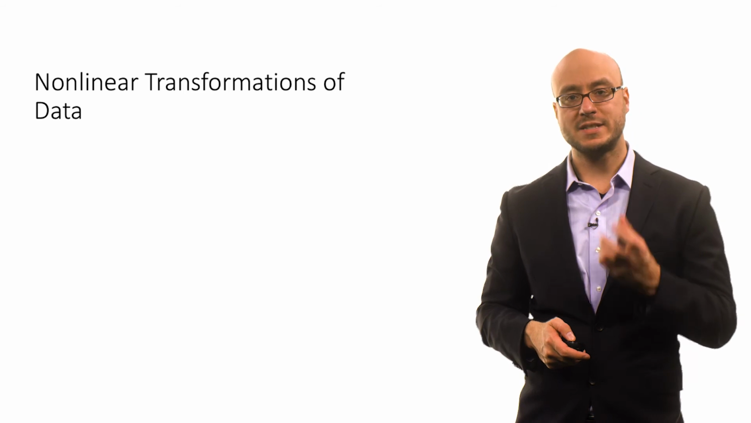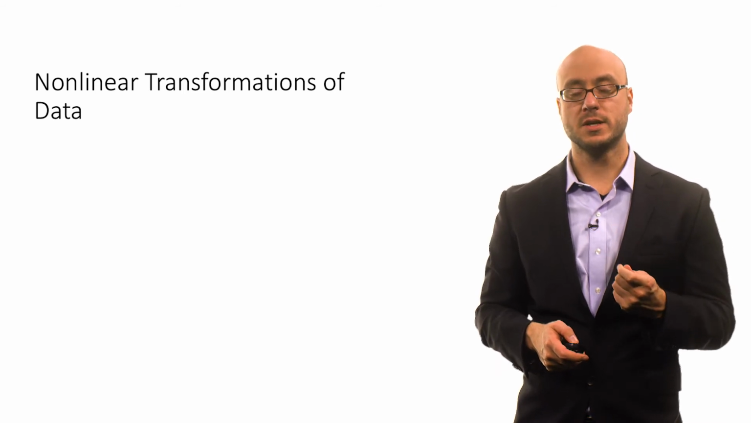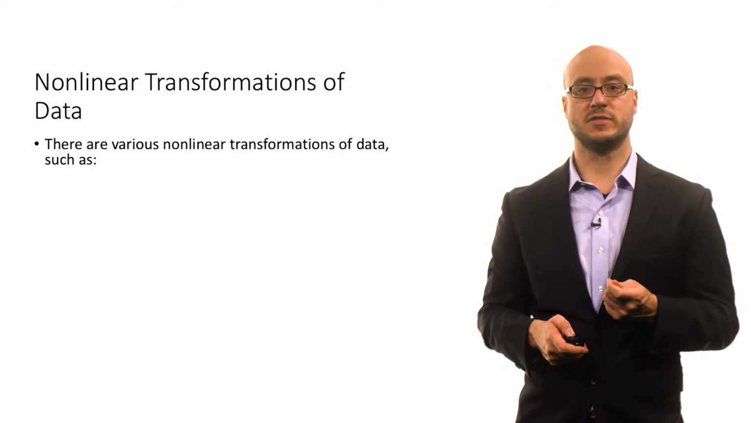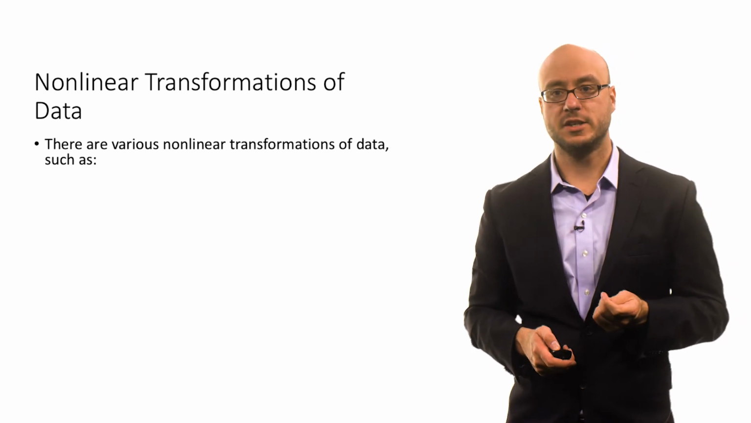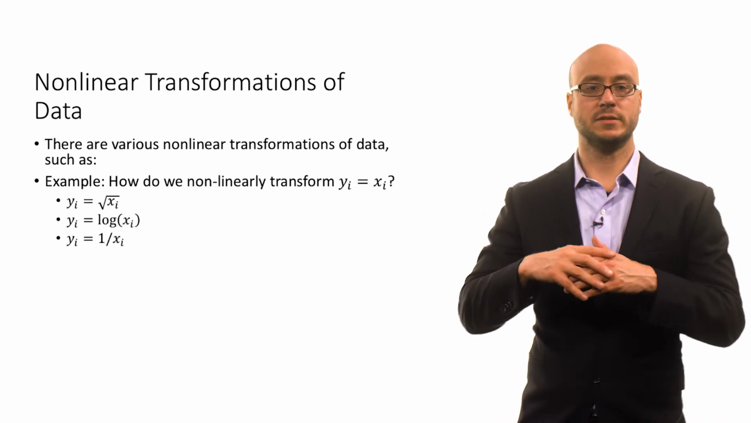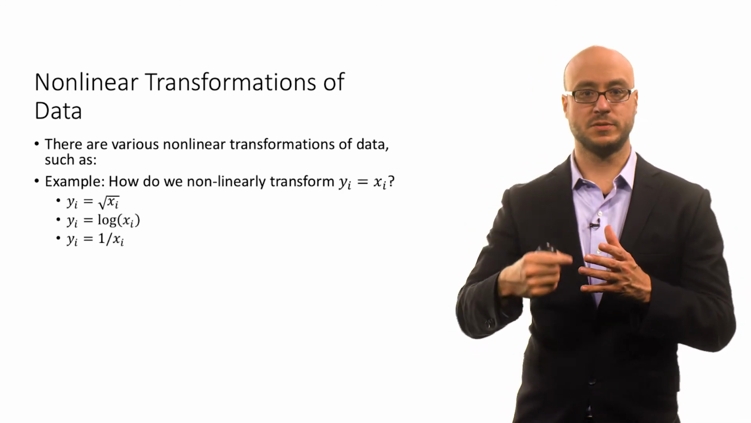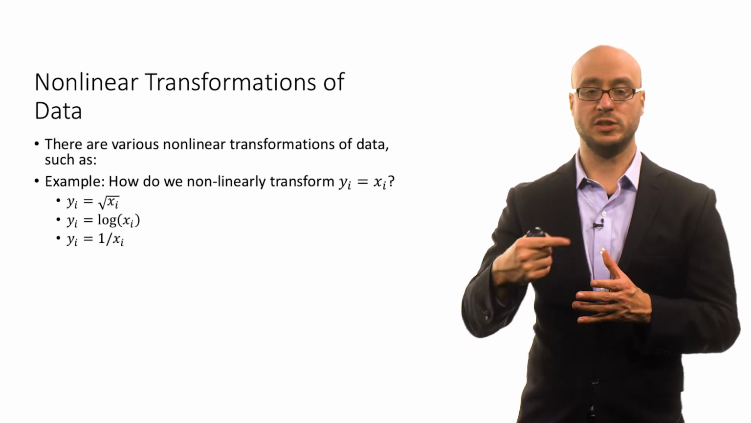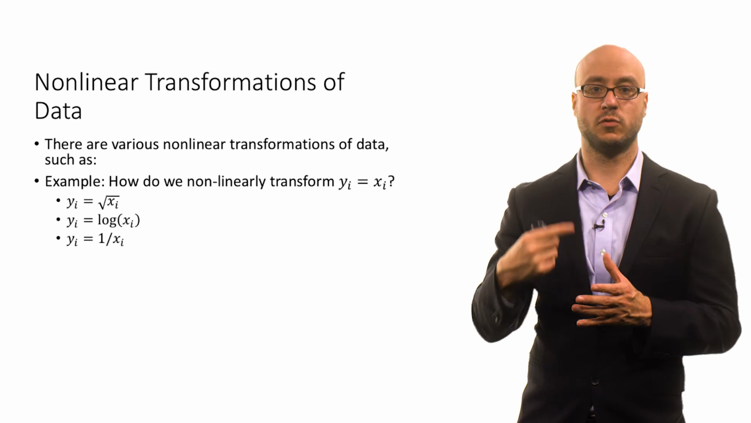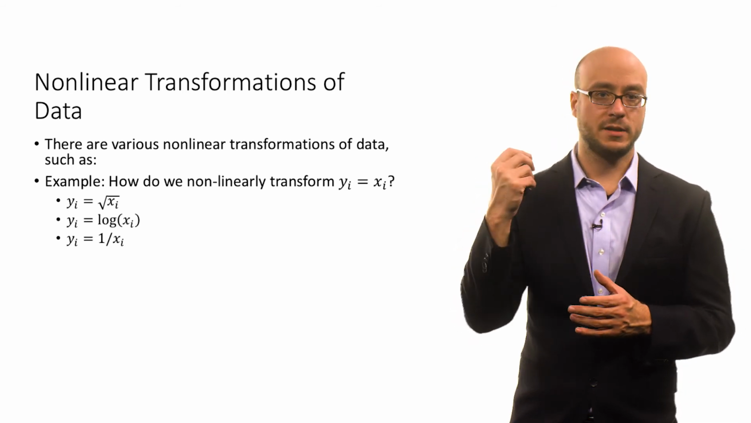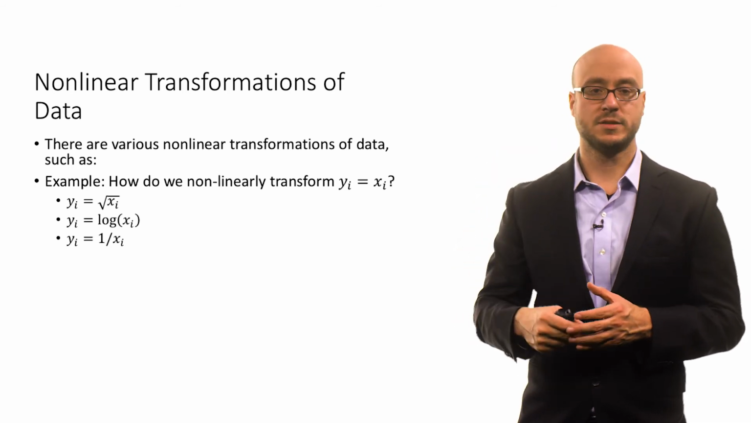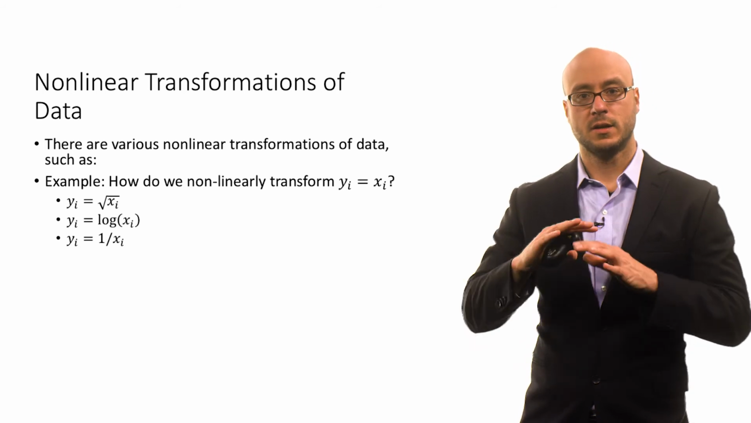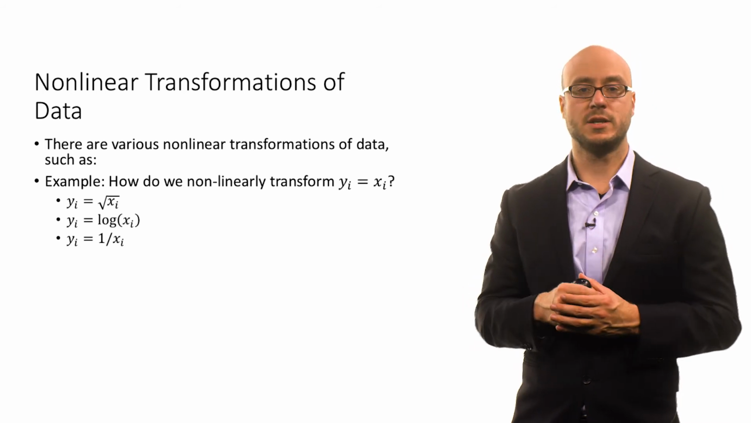Okay. Besides linear transformations, such as the z-score, we also have nonlinear transformations of data. There are various nonlinear transformations of data. So in these examples, the raw data is x, and our output is y. So the y's are non-linearly transformed data. You can take the square root of x, you can take the log of x, you can take 1 over x. Lots of different ways to construct nonlinear transformations.